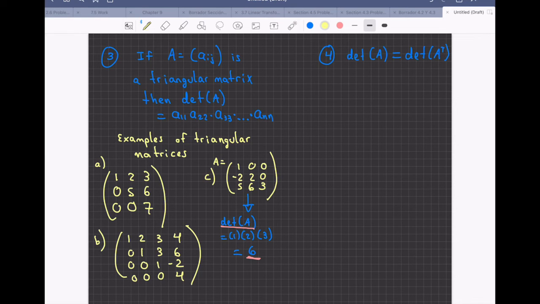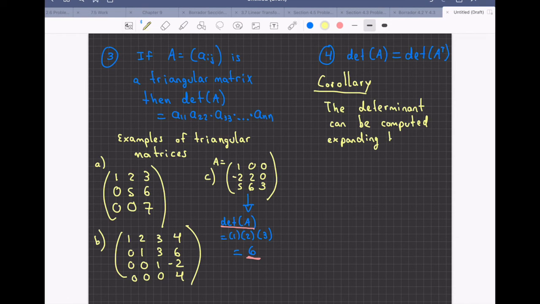So this means, as a corollary, the determinant can be computed expanding by cofactors in rows or columns.